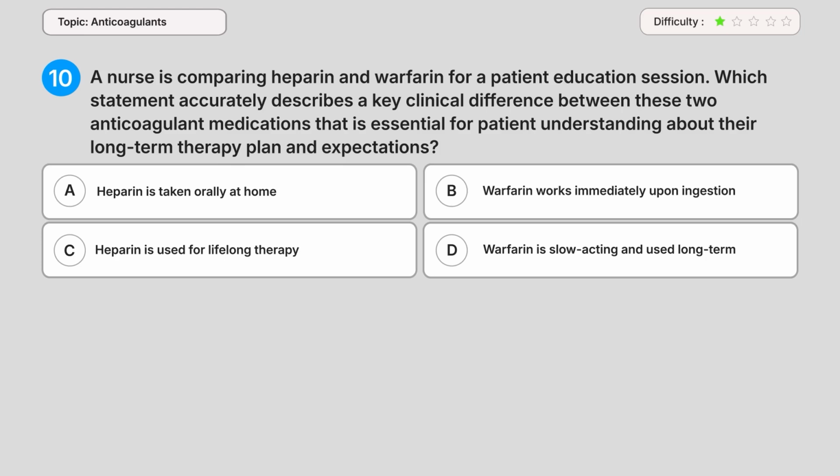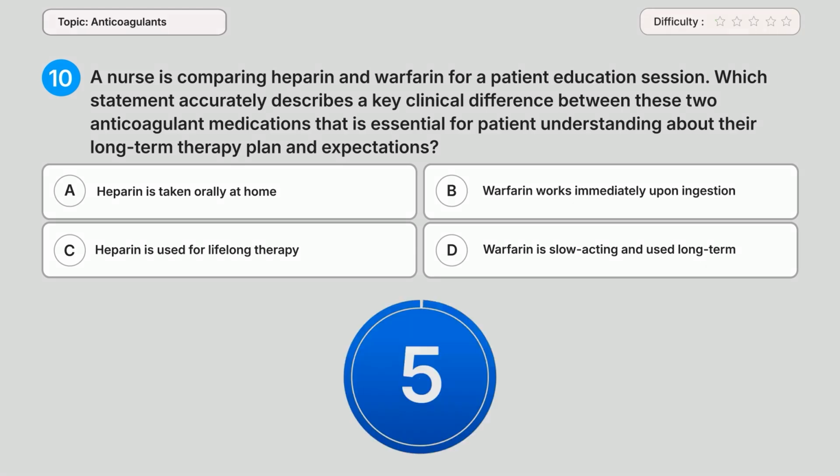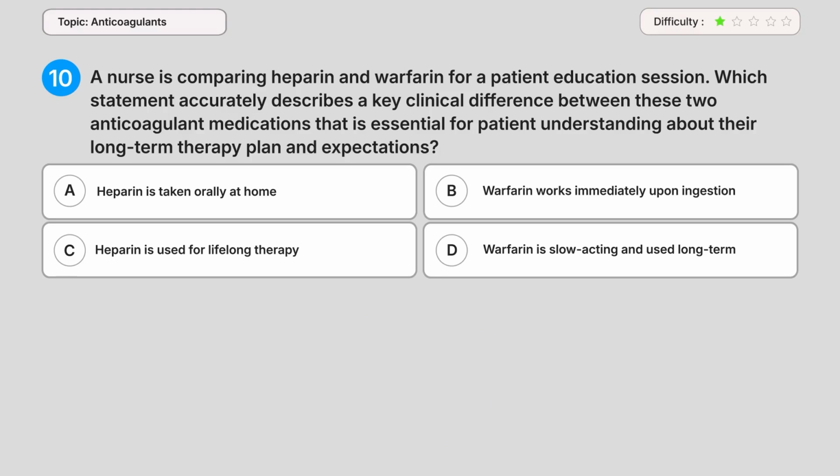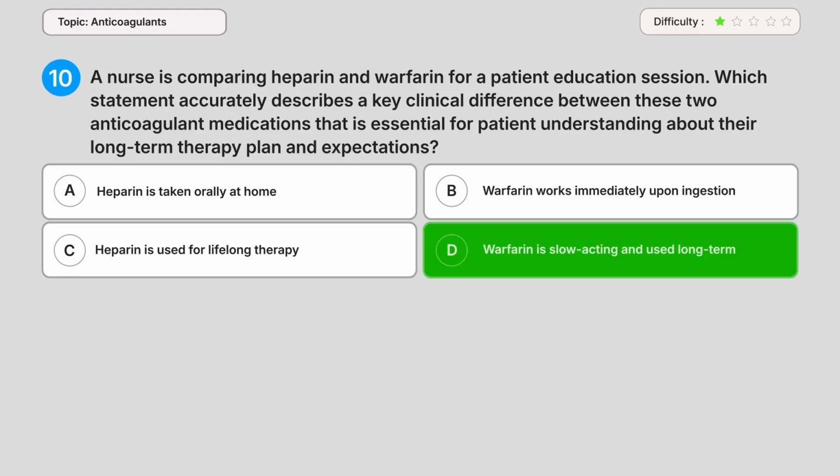A. Heparin is taken orally at home. B. Warfarin works immediately upon ingestion. C. Heparin is used for lifelong therapy. D. Warfarin is slow-acting and used long-term. What do you think is the answer? Correct answer, D. Warfarin is slow-acting and used long-term.